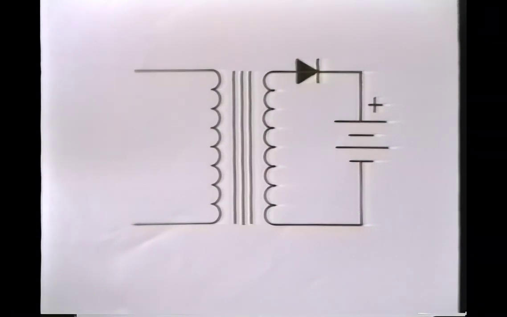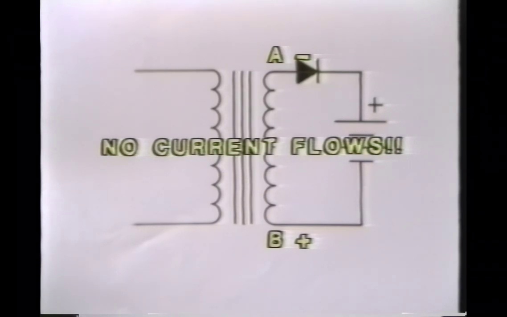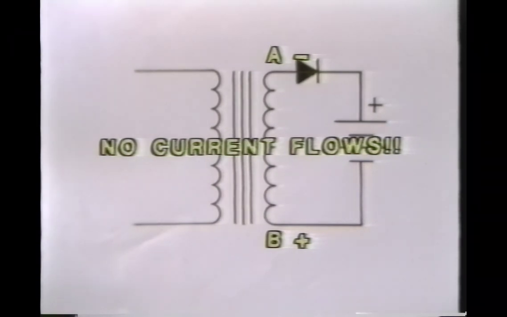Again, so far so good, but let's see what happens when the transformer reverses polarity and point A becomes negative and point B becomes positive. The current wants to flow from point B of the transformer secondary winding through the battery and back to point A. But the diode is now pointing against the current flow, and it will not allow the current to pass through itself. This breaks the return path for the current and stops the current from flowing anywhere in the circuit. Remember, we must have a complete path for current to flow in the circuit.